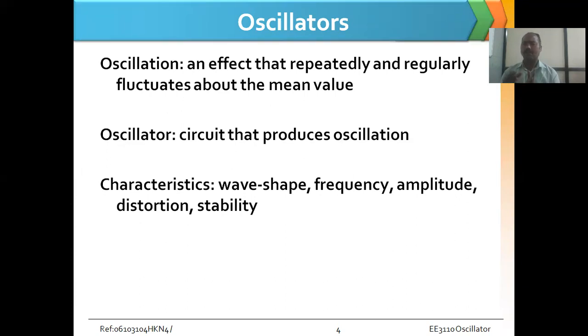Oscillation indicates that it should change regularly. If we take the example of the sine wave, it must increase in the positive cycle and decrease in the negative cycle, and that should be repeated regularly.